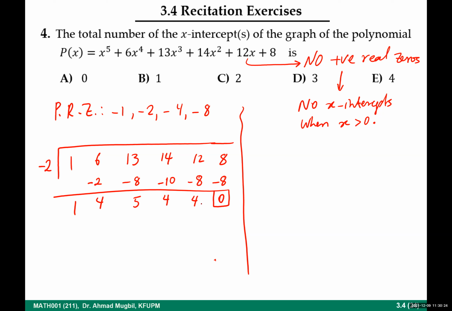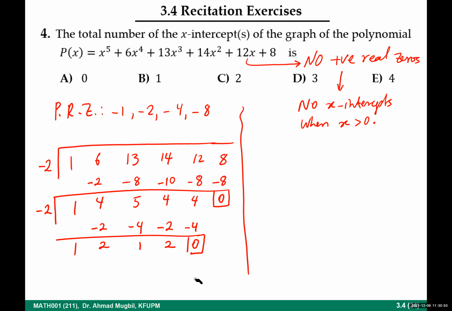So we will go to -4? No, if it is a zero, it could be a zero of multiplicity. So try it again. Divide by -2 again. Now what do you get if you divide by -2 again? You will get 1, -2, 2, -4, 0.